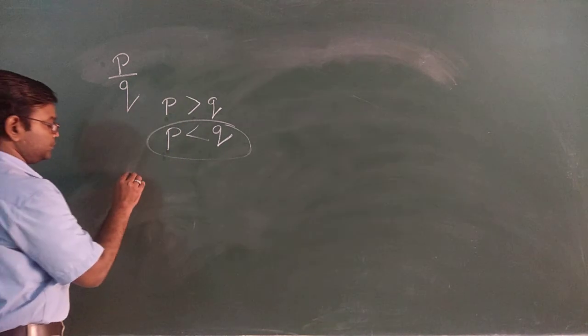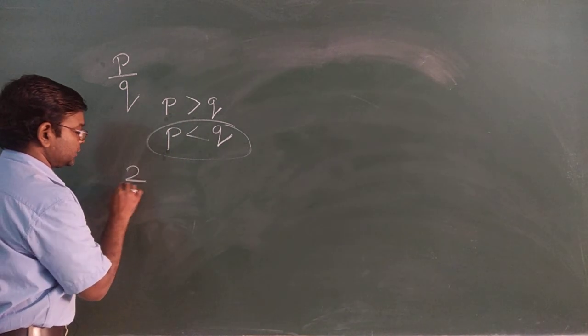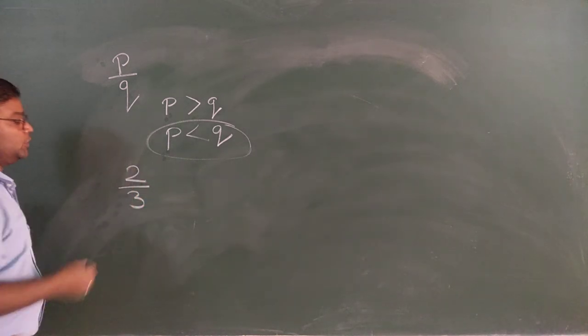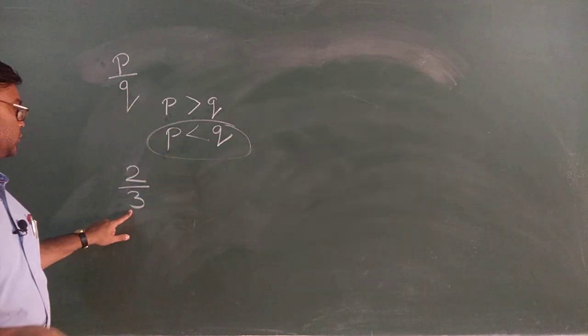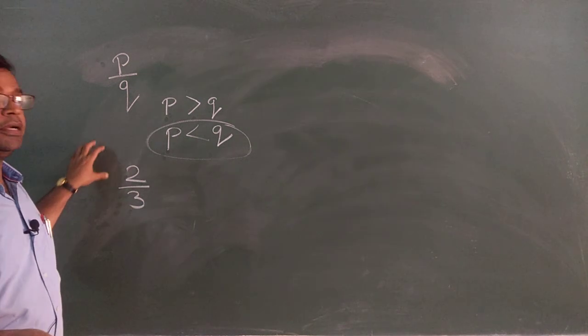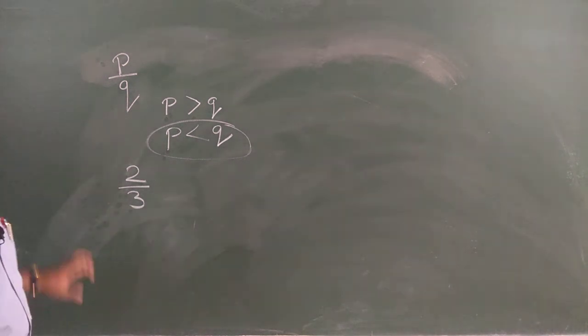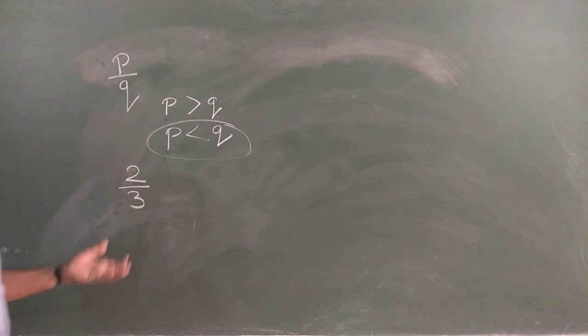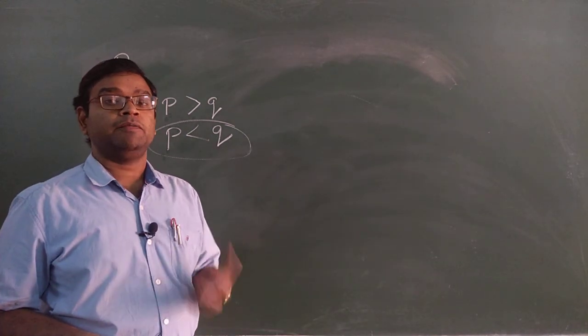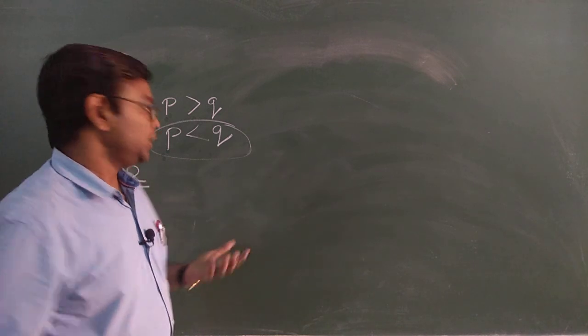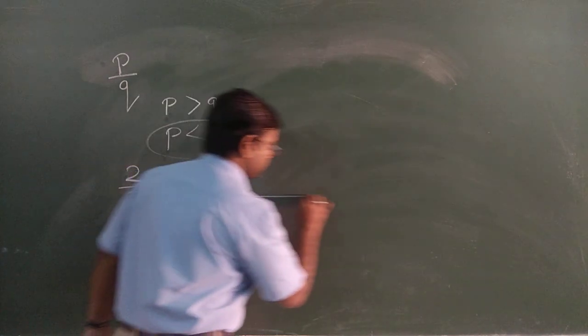Suppose we have a fraction, or rational number, 2 upon 3. Here 2 is smaller than 3. The numerator is smaller than the denominator. How do we represent it? Always remember, in this case the value is always less than 1. So in this condition, first we draw a number line.